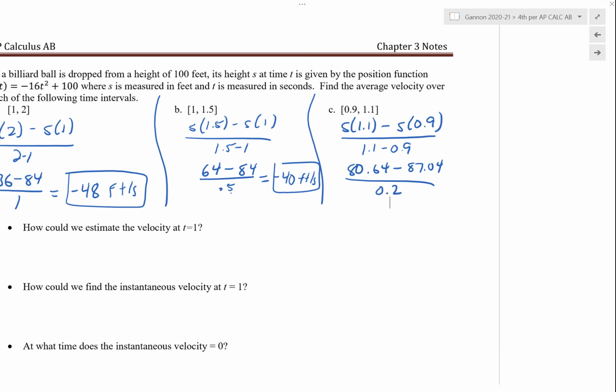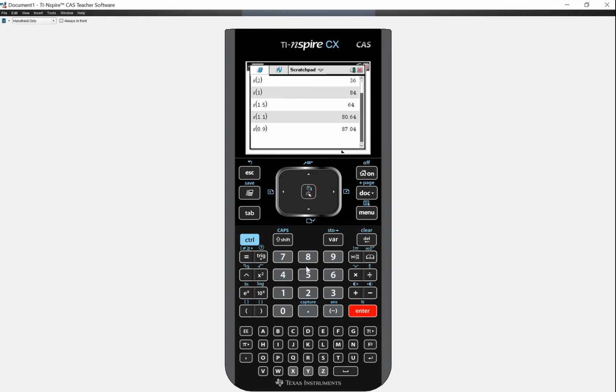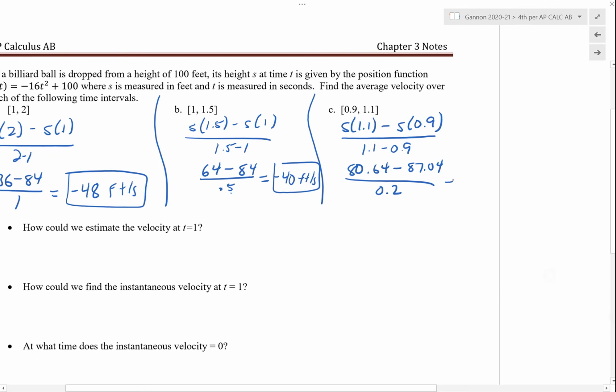And I'm going to go ahead and use the calculator for this. So we're going to have 80.64 minus 87.04, and then we're going to divide that. Whoops, I did not do that right. Hang on. Okay, 80.64 minus 87.04, and then we divide that by 0.2, and we get a value of negative 32. So in that case, we're going to get negative 32 feet per second.